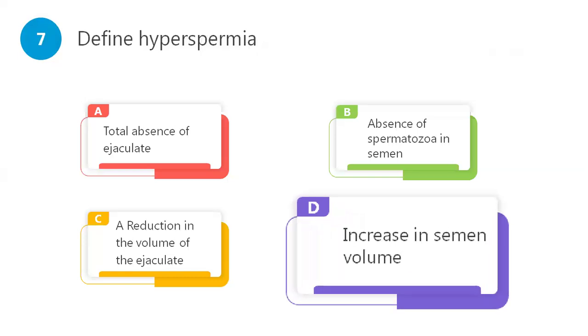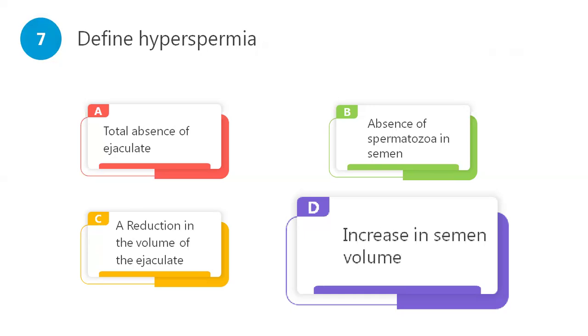So what is the normal volume of the semen? That is more than or equal to 2 ml per ejaculate. Low semen volume, that is less than 1.5 ml, is due to obstruction of the ejaculatory duct or congenital bilateral absence of vas deferens, or it may be due to difficulty in the collection also.